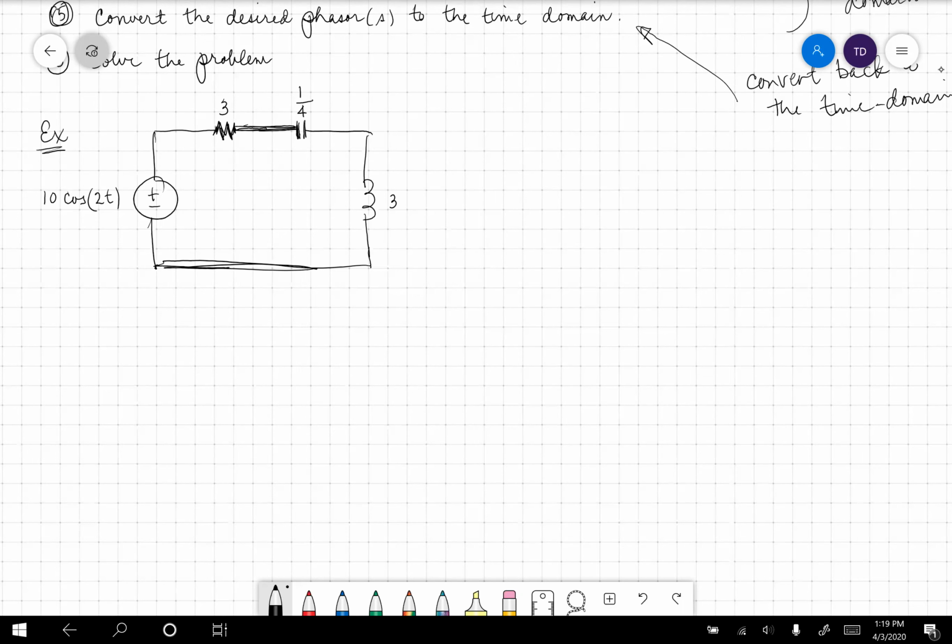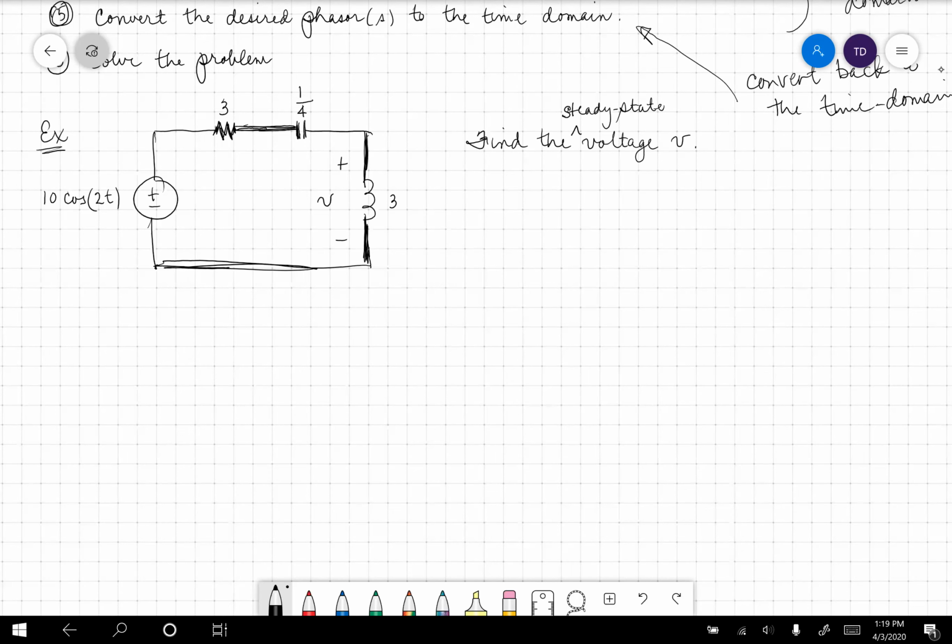In here, I want to find the voltage across the inductor. So let's call that V. Find the steady state voltage V. Find the steady state voltage. Okay, so we don't care about the transient response. We just want the forced response. And that's always the case in these phasor circuits. It's rare that we want the transient response.